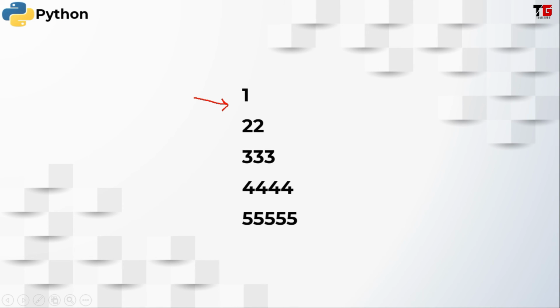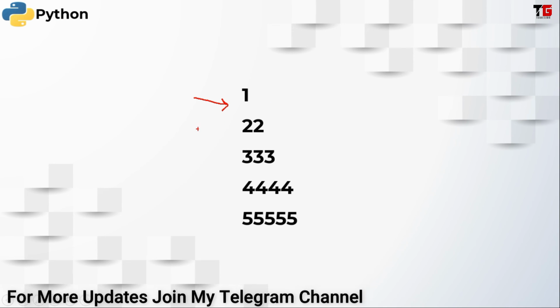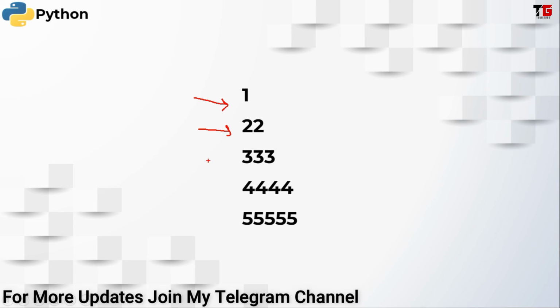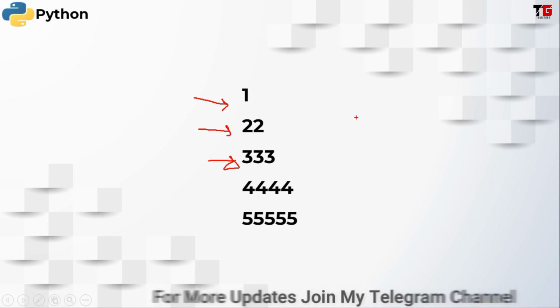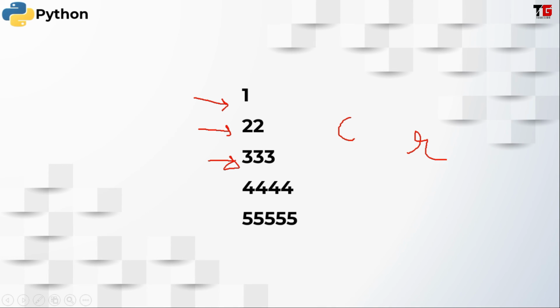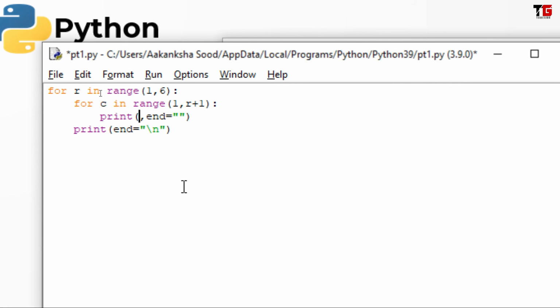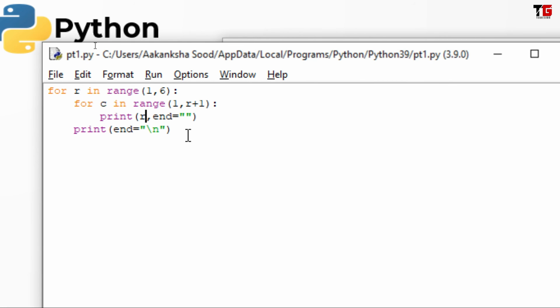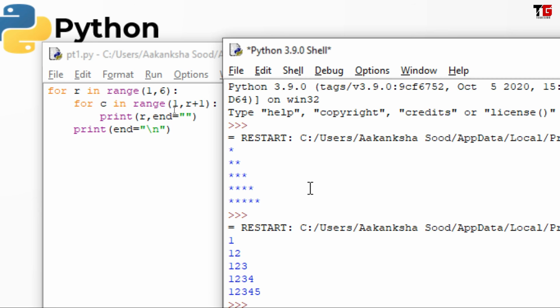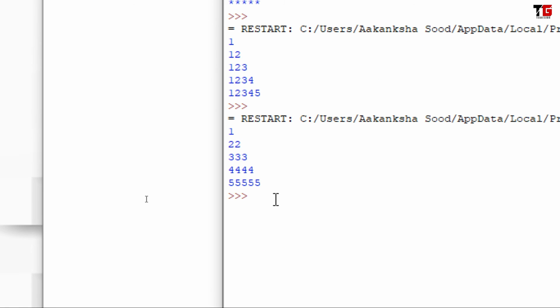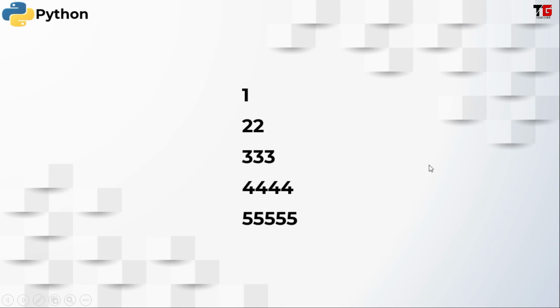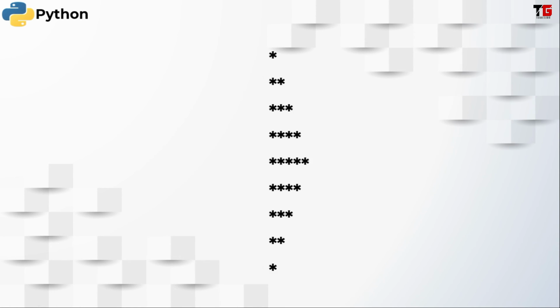Now you can clearly see this is the first row. I am printing 1. In the second row I am printing 2. In the third row I am printing 3, and so on. It means instead of c, now we will print r. So here instead of c I write r. I save the program. I run the program and I get the desired pattern. Now let's move to the next pattern.